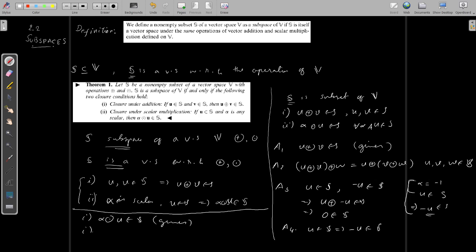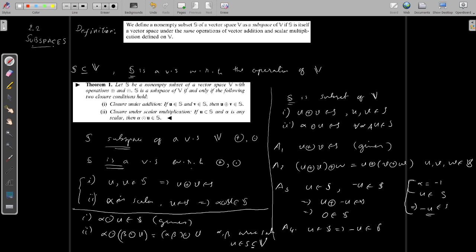Second condition is 1 times alpha times beta times u is equal to alpha beta times u. This is also true because all these elements alpha, beta are scalars, and this u belongs to S, that is a subset of V. Then as elements of V, we can say that this holds because V is a vector space.